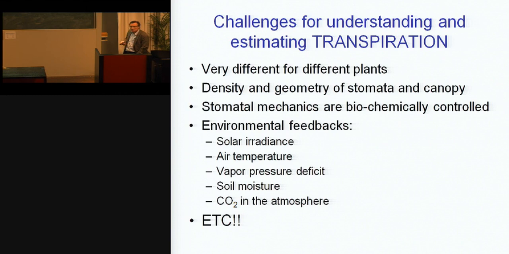Soil moisture. Why does it depend on soil moisture? Because the plants have to take up the soil moisture through the roots, through the fine roots, transport it through the plant, and then lose it. So depending on the availability of moisture, you have an impact on the transpiration.